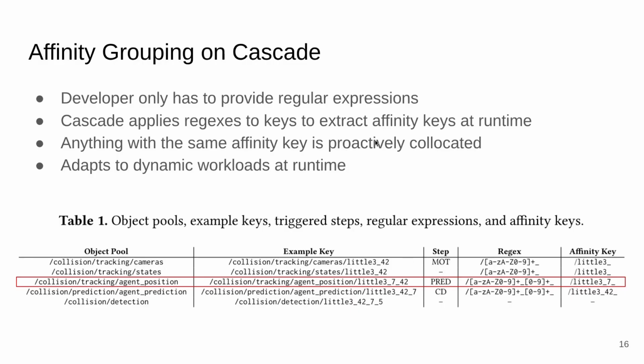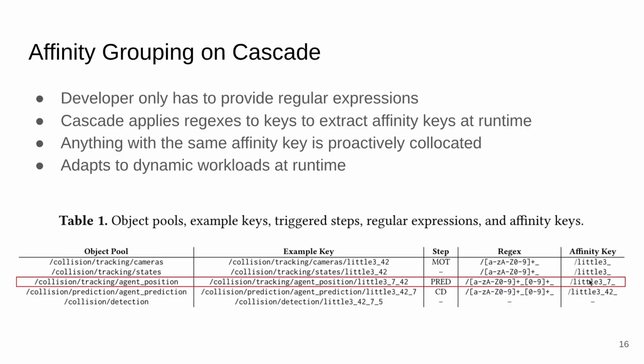The way we do it is through a regular expression. The tool that is provided to the developer is just a regular expression. The developer will provide a regular expression that is going to be matched on the object key, and then the matching string is going to be the affinity key. So here is the prefix that triggers the computation, and this other part here is the actual key of the object being put. This is the logic provided by the developer, and this is the affinity key.